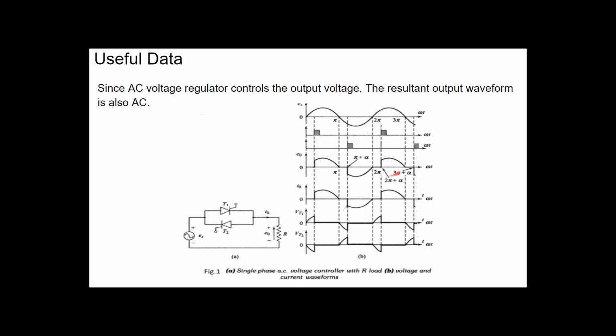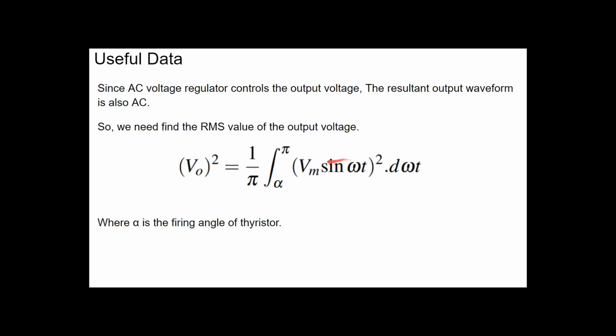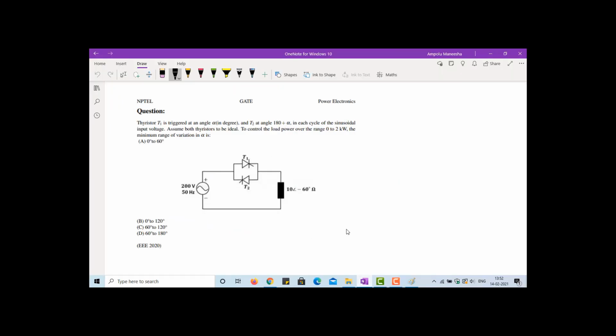Since the output voltage is looking like AC, we need to find out the RMS value to get the output voltage expression. It is given by V0 square is equal to 1 by pi integral alpha to pi of (Vm sin omega t) whole square d omega t, where alpha is the triggering angle of the thyristor T1. Let us solve the problem.